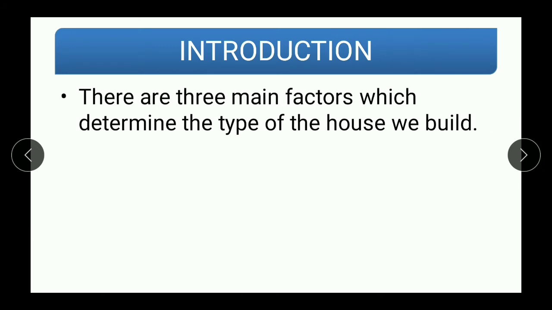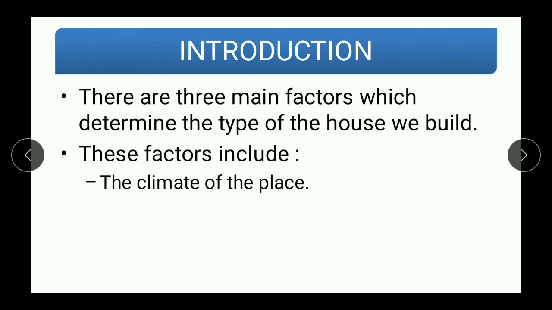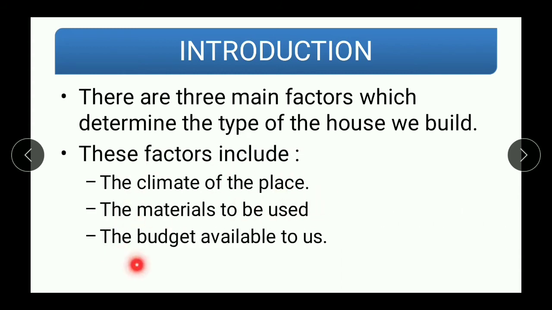So there are three main factors which determine the type of house we build. These factors are the climate of the place, then the material to be used, and the third one is budget available. The houses that we build depend on the climate of that particular area. For example, in Konkan region we have a lot of rainfall, so we have some peculiar type of housing, right? Then the material to be used.